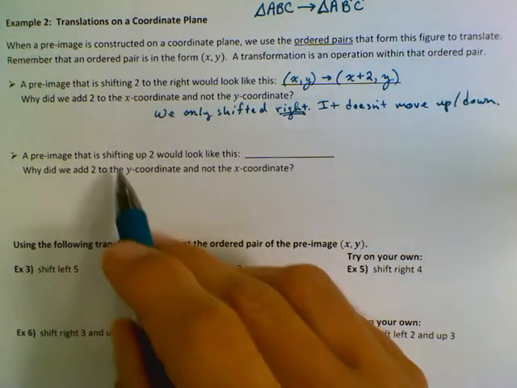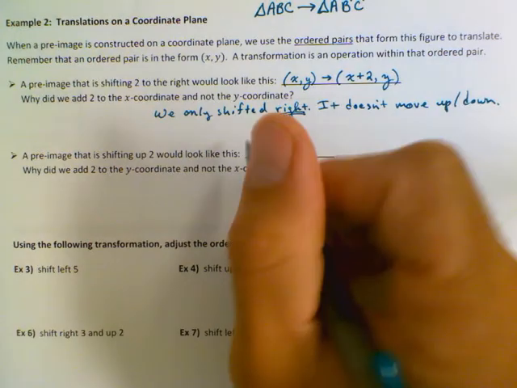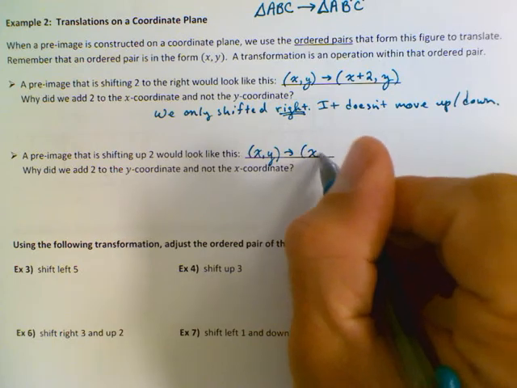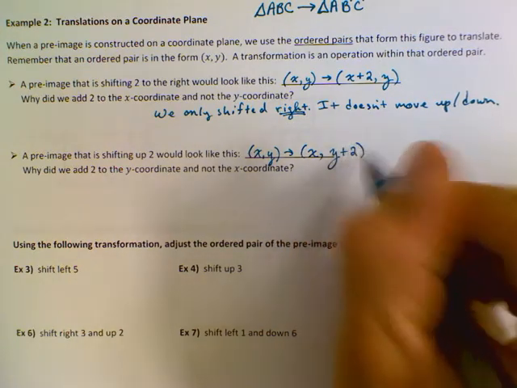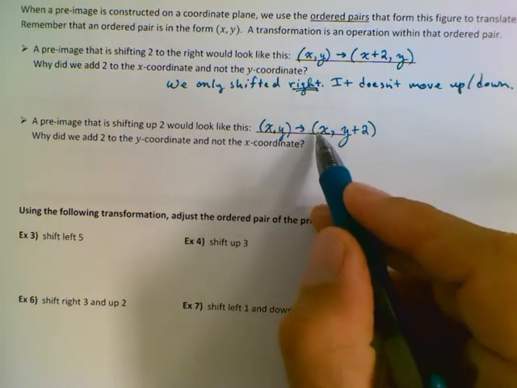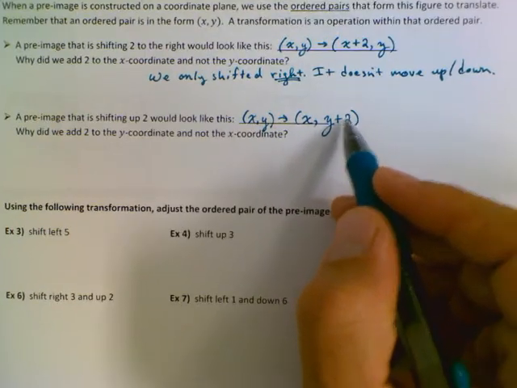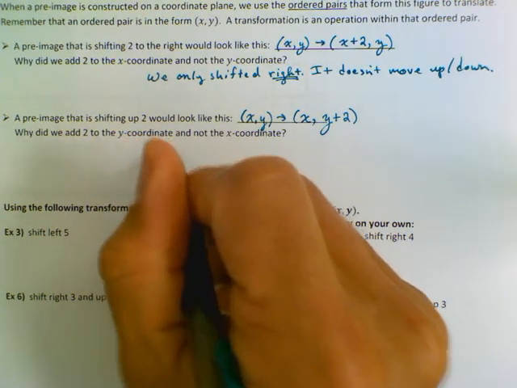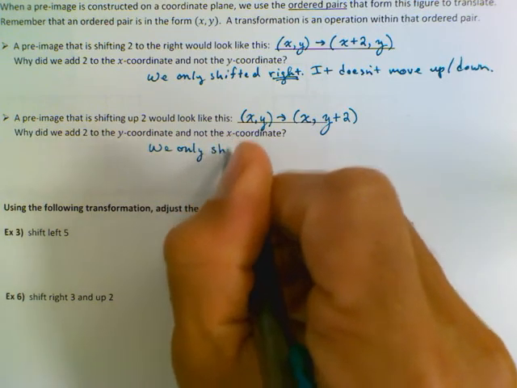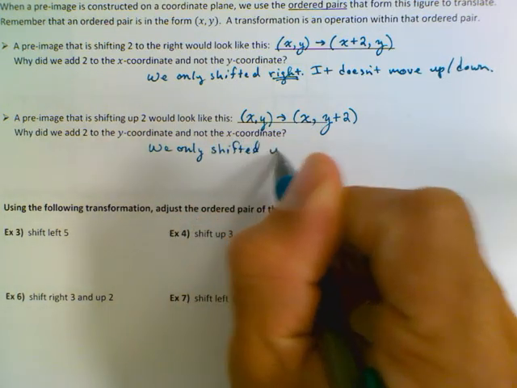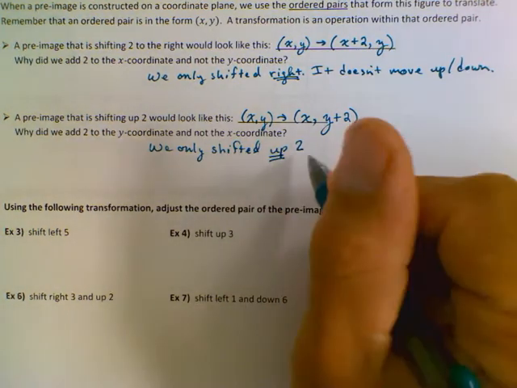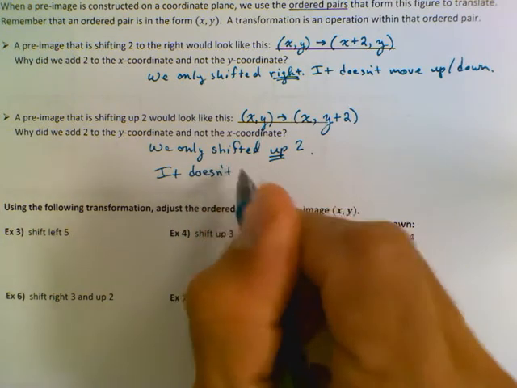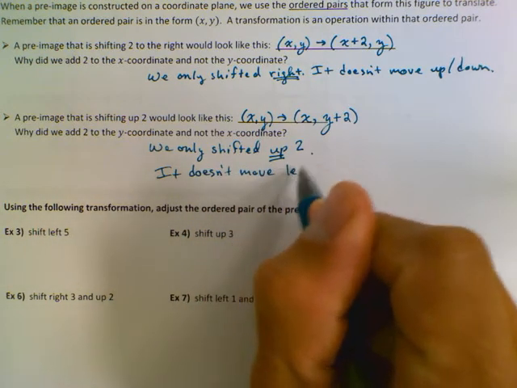All right, the next part says a pre-image that's shifting up 2. Well, that means that we would take our x, y coordinate and shift it up 2, so that means that I would have the resulting x, comma, y plus 2. So why did we add 2 to the y coordinate and not the x coordinate? Well, this time we only shifted up 2. It doesn't move left or right. Okay?